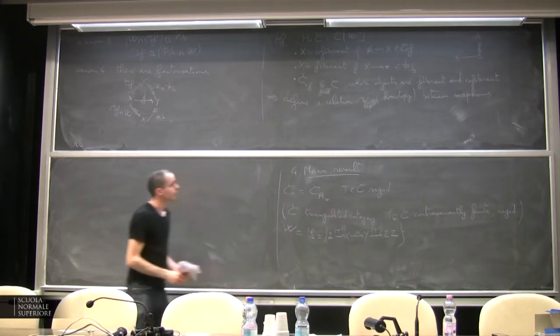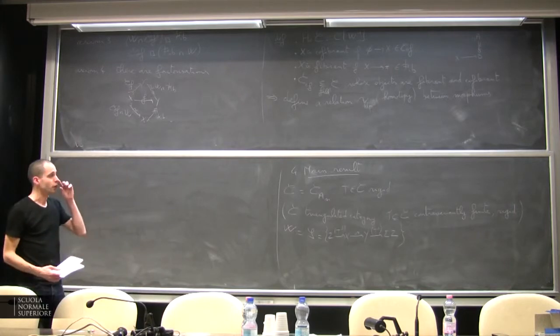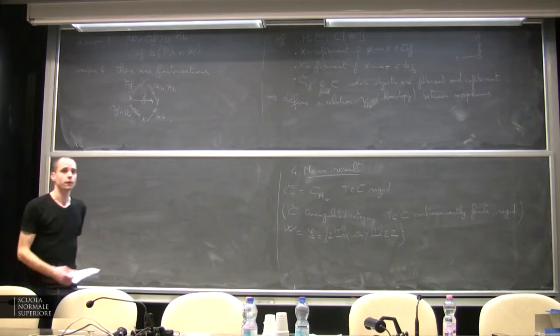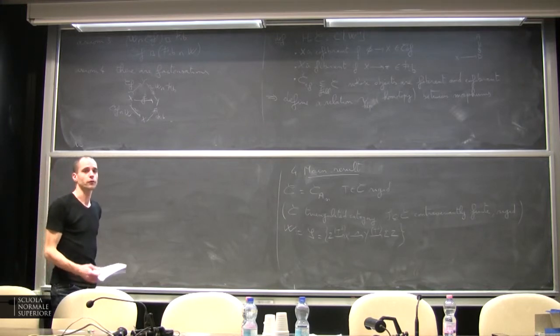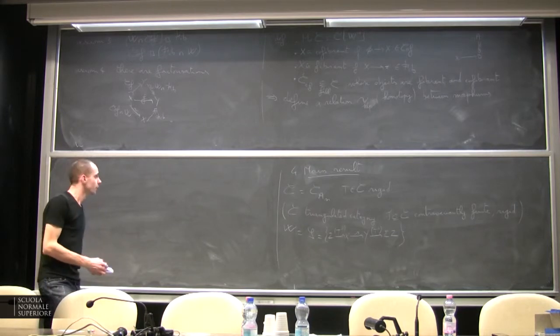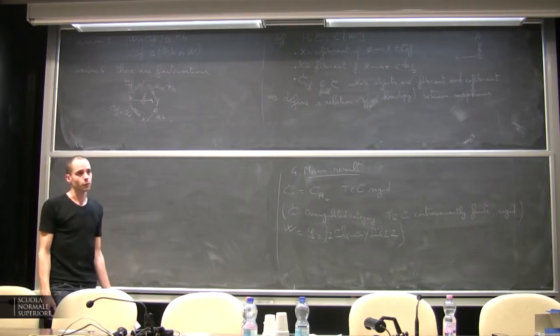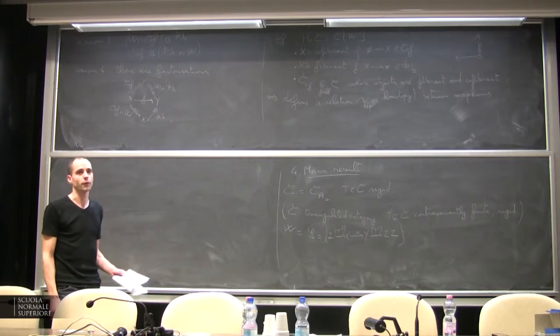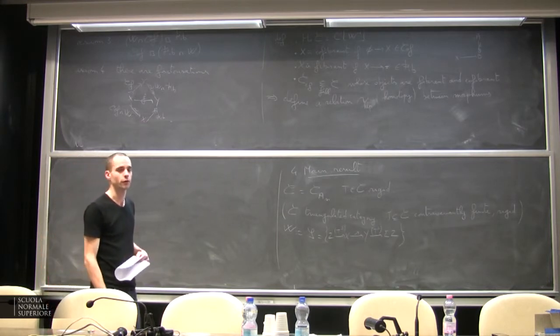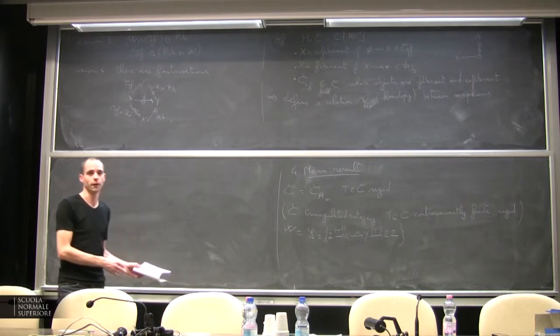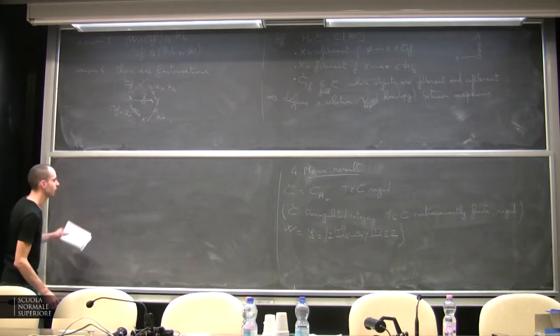So in a model category, fibrations are exactly the morphisms which have the right lifting property with respect to all cofibrations which are weak equivalences. So that's a way to define fibrations. But to check if a given morphism is a fibration, it's not necessary to check the right lifting property with respect to all cofibrations which are weak equivalences. It's often enough to check for some of these. And that's what I do here.